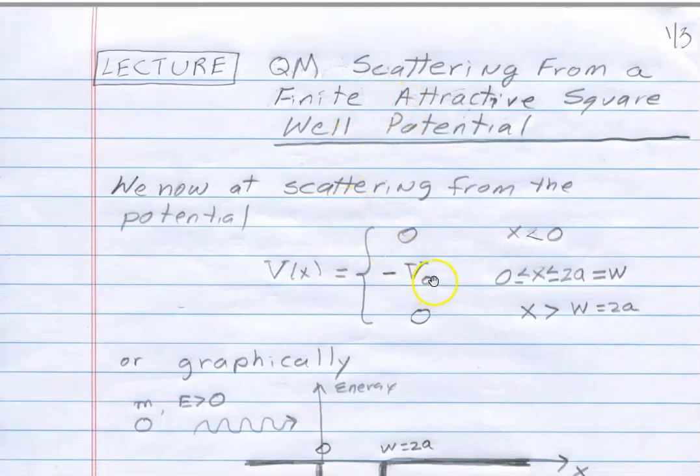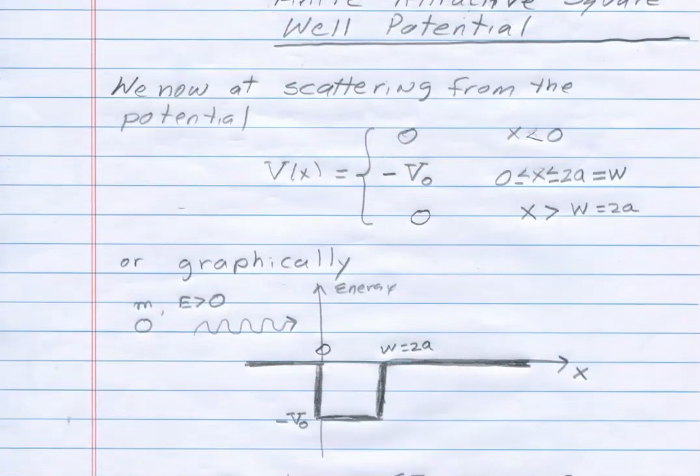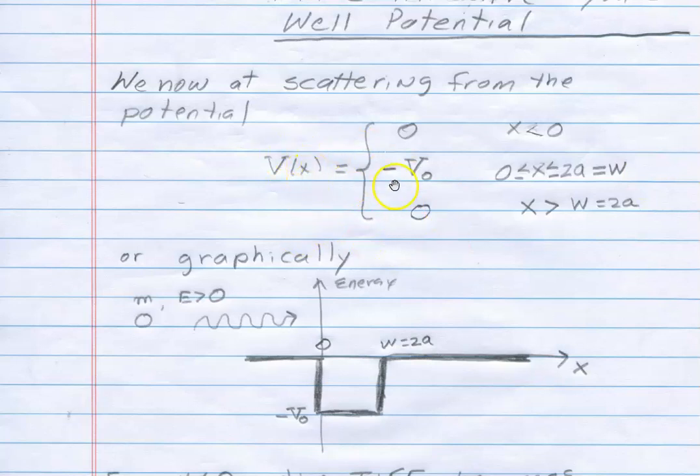And I've got the potential for an attractive square well here, and I've drawn it down below. So it's attractive. The potential is zero from minus infinity up to zero. It's minus V naught, where V naught is some positive number, between x equals 0 and x equals w, which I'm going to reduce as the width. That's the actual width. Remember, the radius of the well is a, so the diameter, the width, is w, twice the radius, and then 0 for x greater than w all the way to infinity.